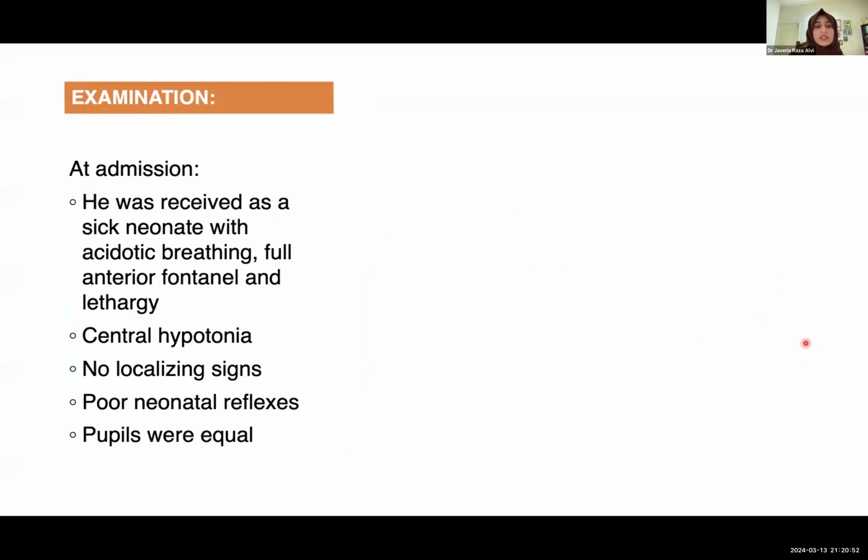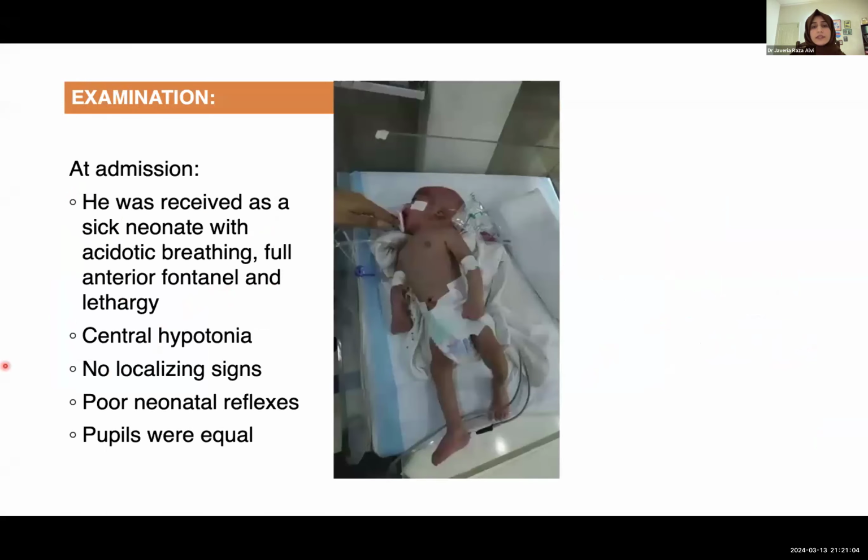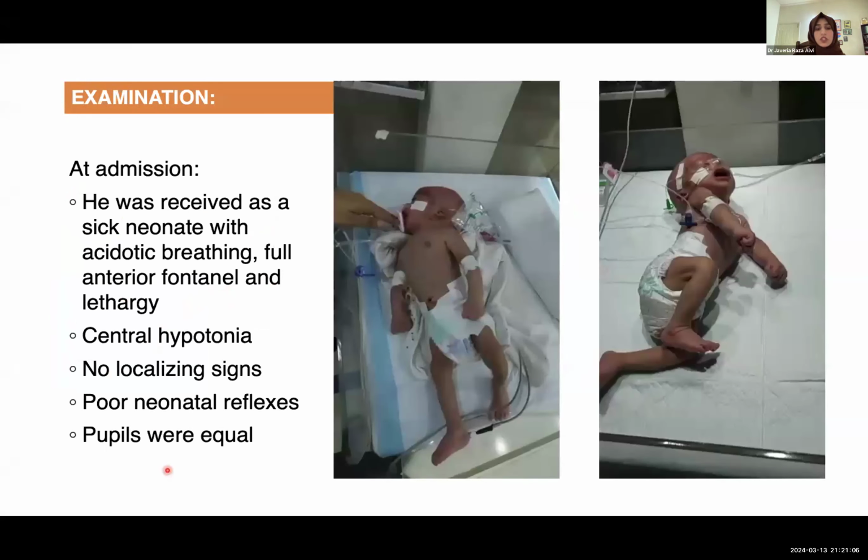So when we received the neonate, he was very sick with breathing difficulty, mainly because of acidosis, a full, rather bulging anterior fontanelle, and lethargy. There was central hypotonia, poor neonatal reflexes, but there were no localizing signs and the pupils were equal. So the child was immediately shifted to NICU.